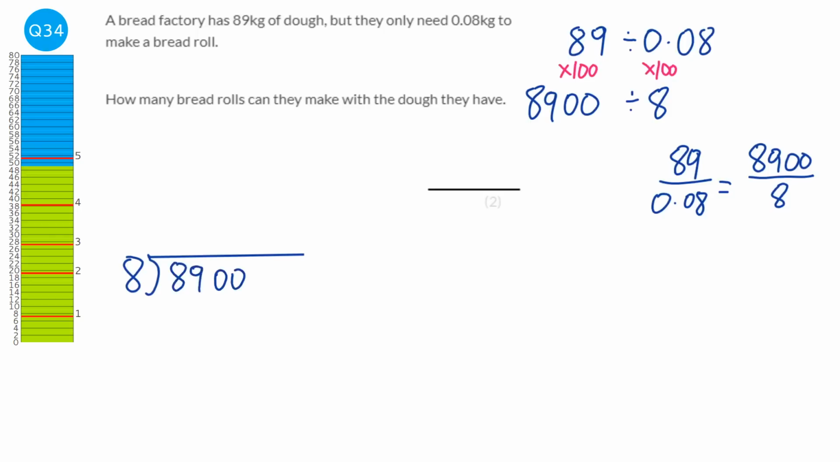And we've got 8,900 on the inside. So 8 into 8 go 1, 8 into 9 go 1, remainder 1, 8 into 10 go 2, remainder 2, and 8 into 20 go 2, remainder 4, and 8 into 40 go 5. Now it says how many bread rolls can we make. Now we can make 1,122 and a half. Well, half doesn't really count, so we're just going to say 1,122 whole bread rolls. Yes, we've got half a bread roll left over, but we are asked how many whole bread rolls can we make.